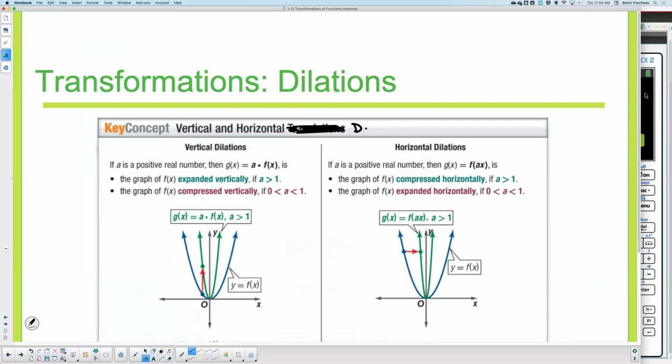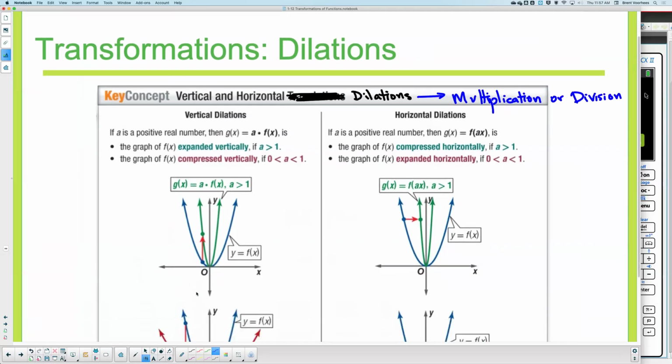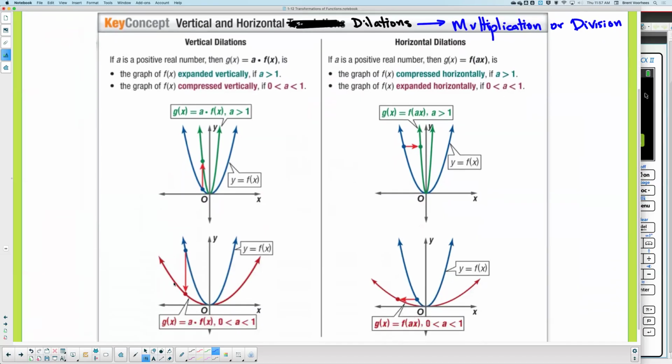This page we're taking care of dilations. If you dilate something mathematically, what you're doing is you're either multiplying or dividing. Multiplication or division. That's what's happening this time. When you multiply or divide, now we're changing the width, or vertically how tall or narrow it is. Narrow and wide is a horizontal dilation. How tall or short, that would be a vertical dilation. This happens by multiplication or division. Those are our three transformations.